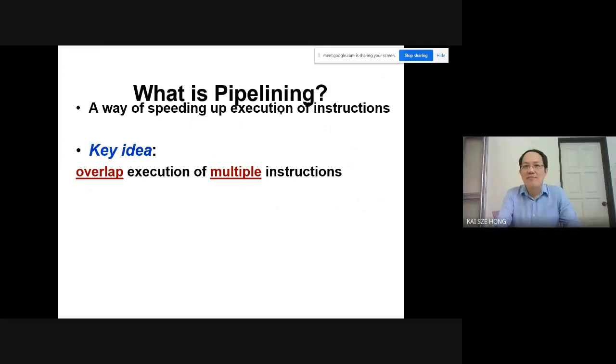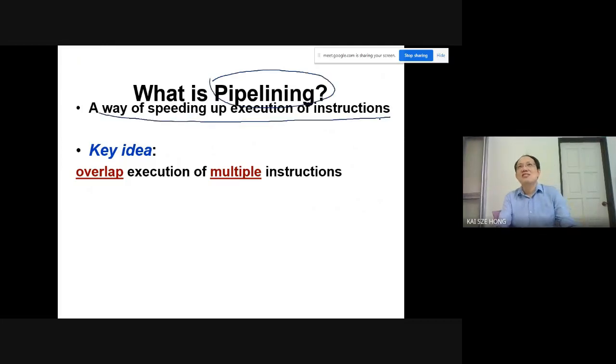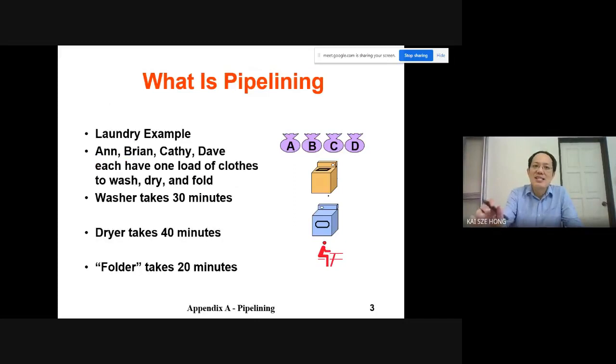What is pipelining? Okay, pipelining. Pipelining is actually a way to speed up execution of instructions. The concept is very simple. Okay, the key idea is to overlap the execution of multiple instructions, or in this case instructions and microinstructions as well. Okay, this is a key idea.